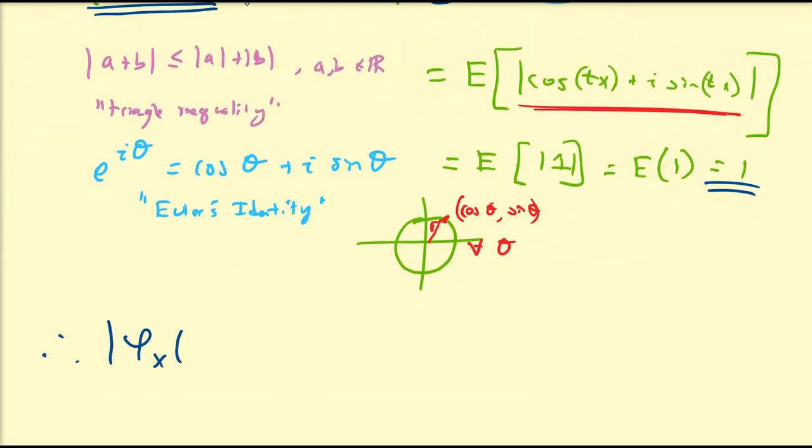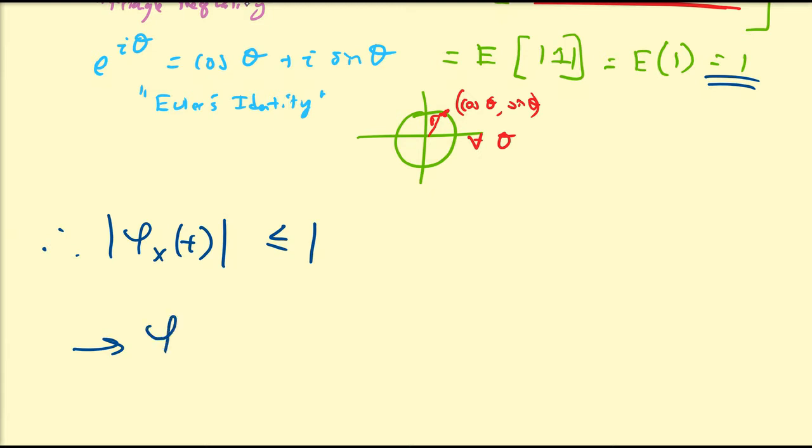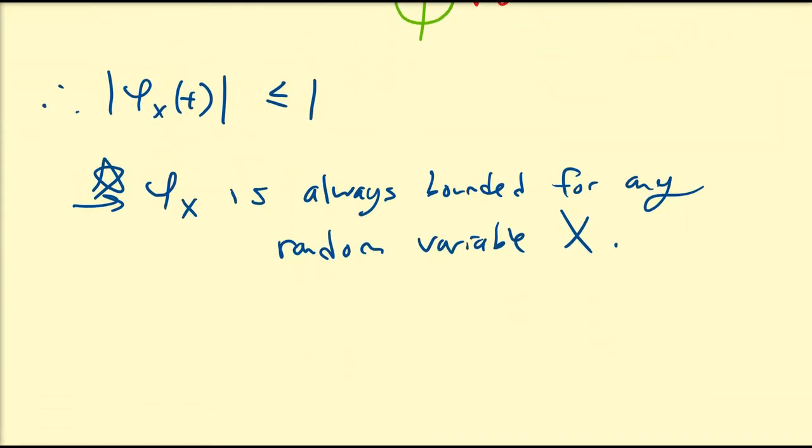So phi x of t is always less than or equal to 1. That means phi x is always bounded for any random variable x. And this is what makes characteristic functions a little bit unique from moment-generating functions.